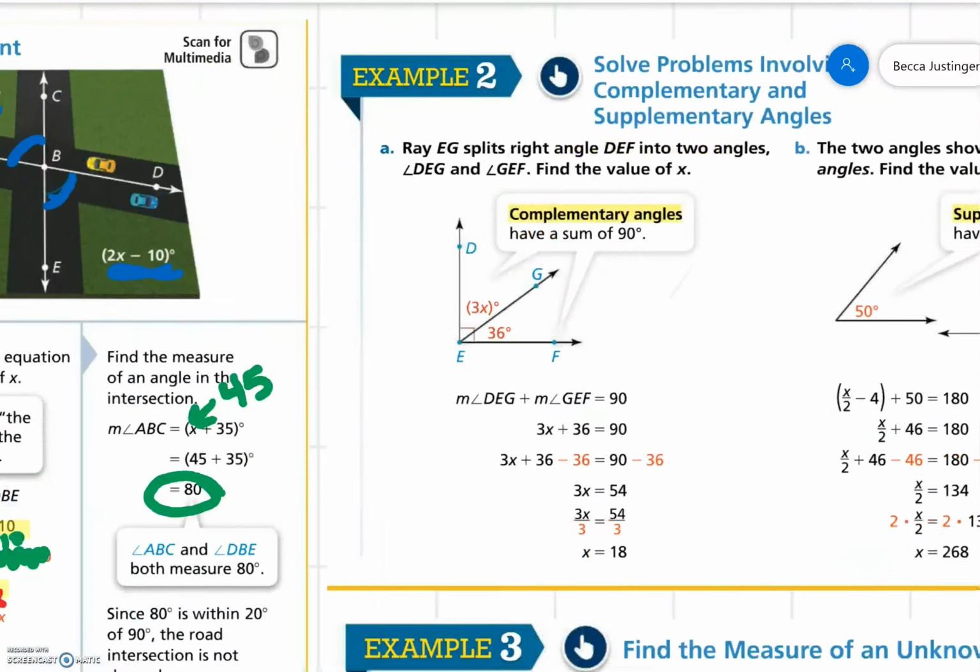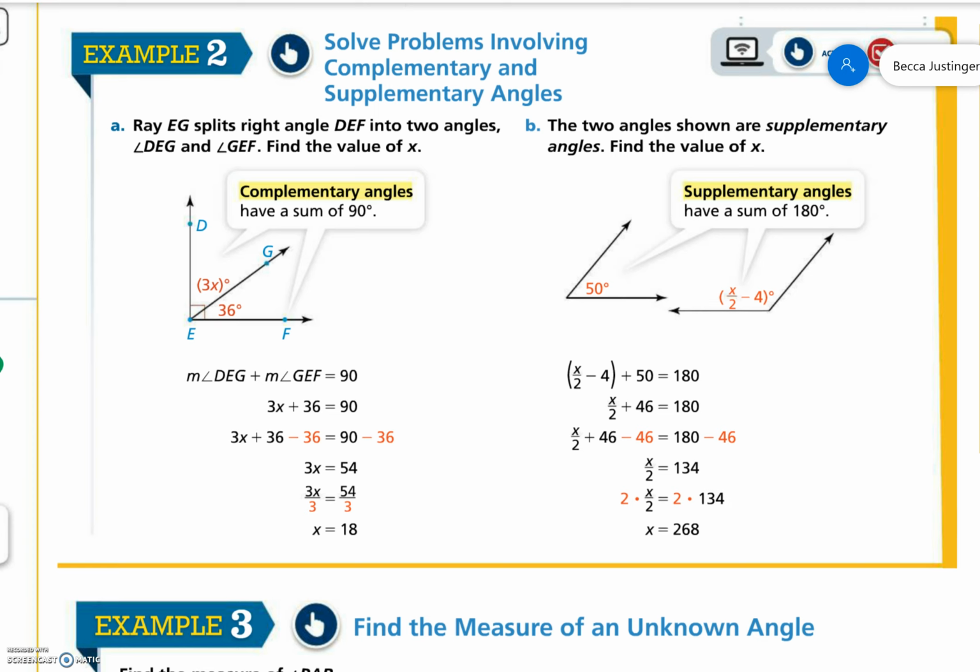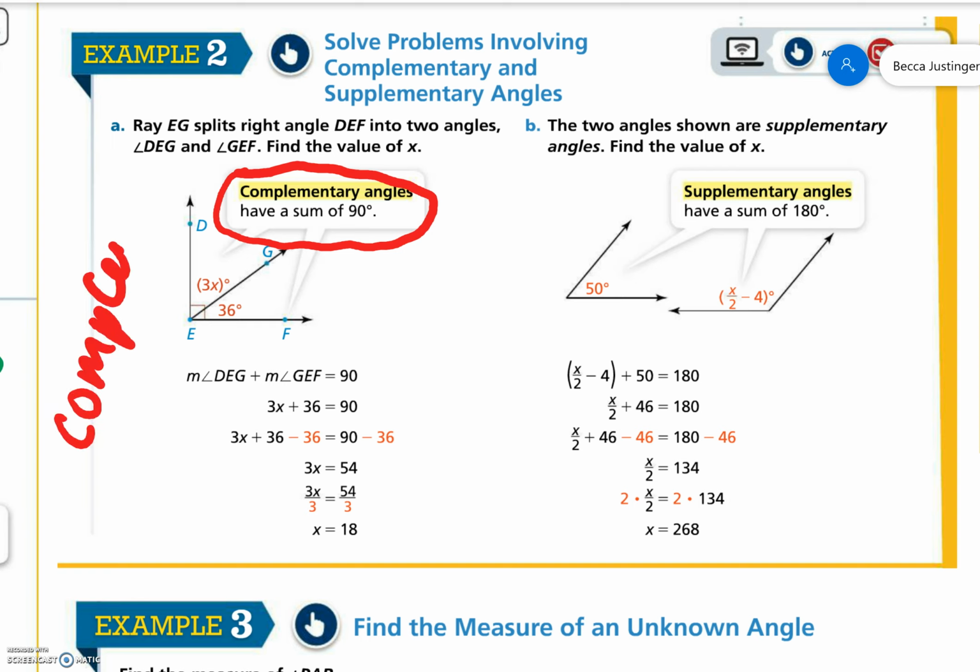Example number 2. Solve problems involving complementary and supplementary angles. So complementary angles have a sum of 90 degrees. I remember that because the word complementary, C-O-M, you can change into looking like a 90 degree. You can see it in the first 2 letters. There's our 90 if we just add a few lines. Okay? So complementary means they add up to 90.